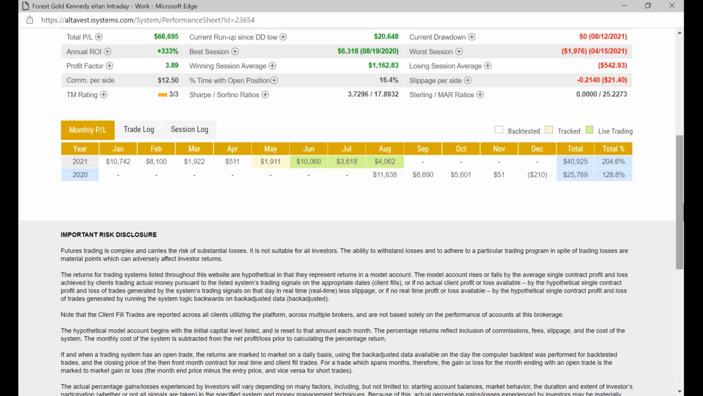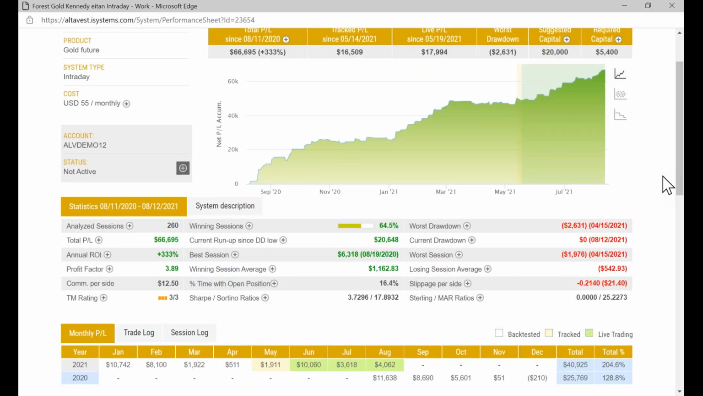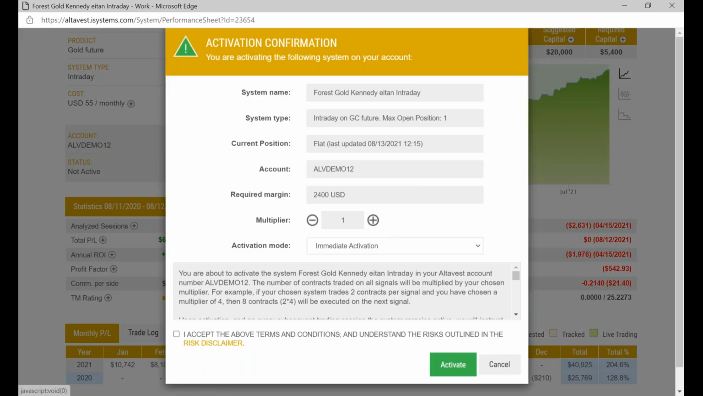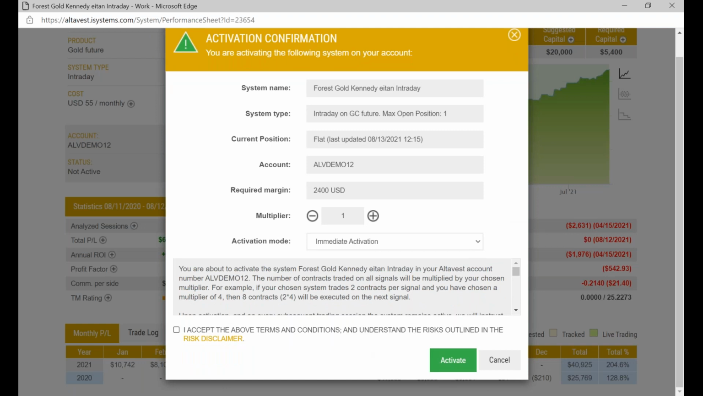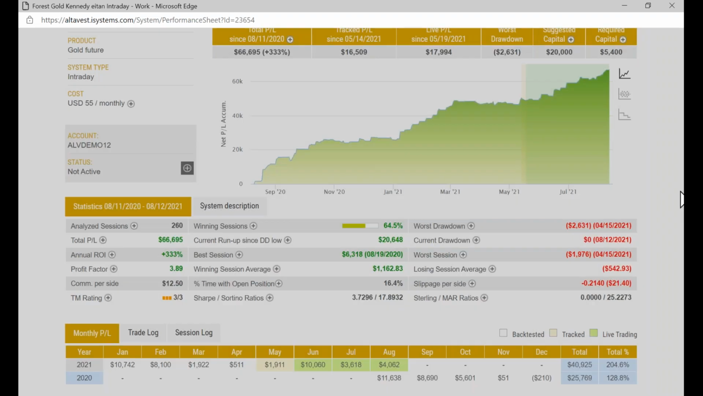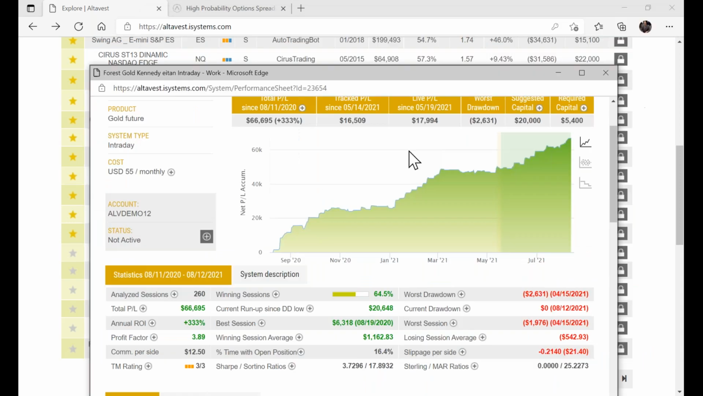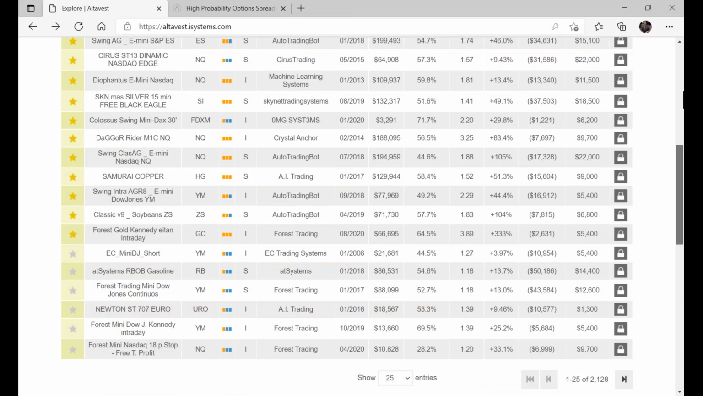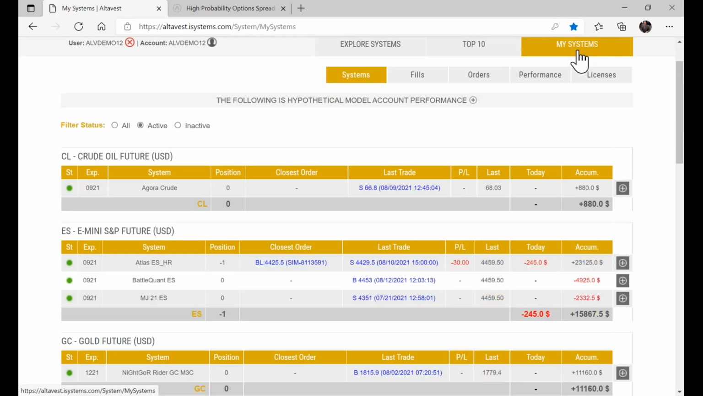Now, if you wanted to activate this system, if you like it, if you like what you see, you think it's going to continue to do well, you would simply click this icon, and then you would buy the license or activate the strategy, and you would go ahead and click read the terms and so forth and click activate. This is just a demo account. I won't do that here, but I'll show you what would happen once you do activate the system. This is where it would show up. It would show up under your My Systems section here.